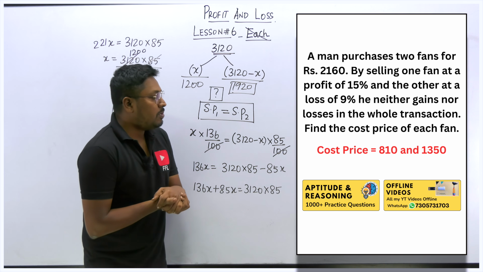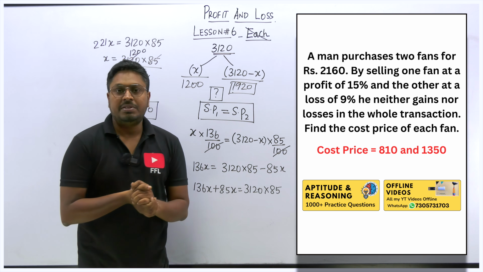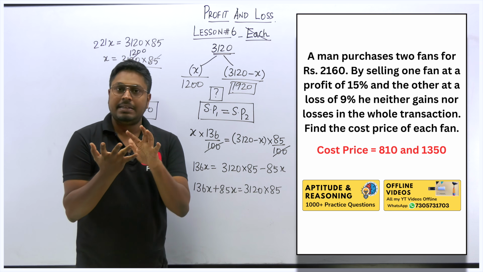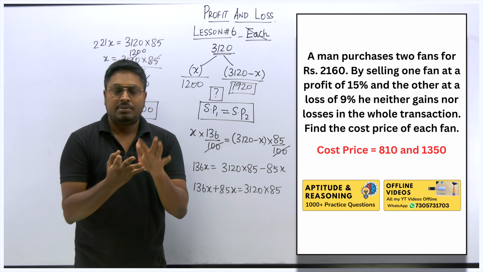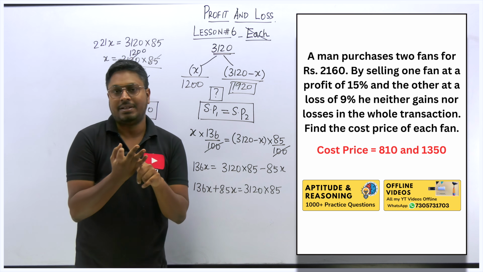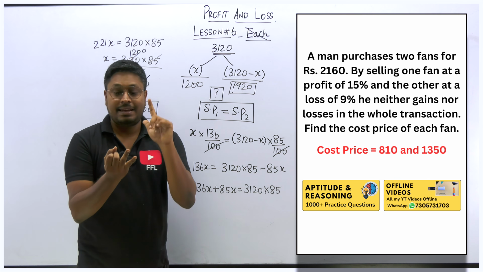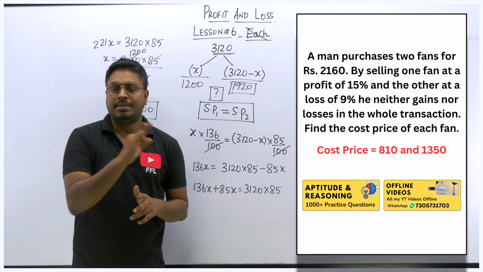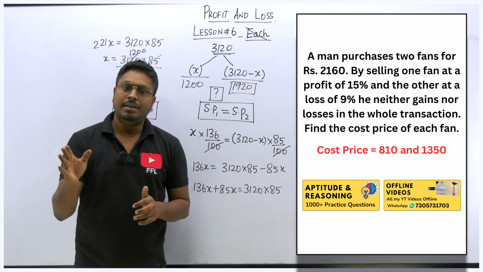So friends, that's it about this video. I hope you understood the concept of lesson number 6. So there are 3 lessons, that is lesson number 4, lesson number 5 and lesson number 6. All the 3 lesson questions look similar, but there is a small difference. In the first it will be bought, in the second it will be sold, and in lesson number 6 the word each will not be there. So understand the difference between all the 3 lessons.